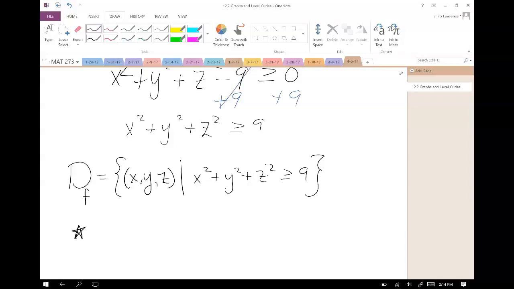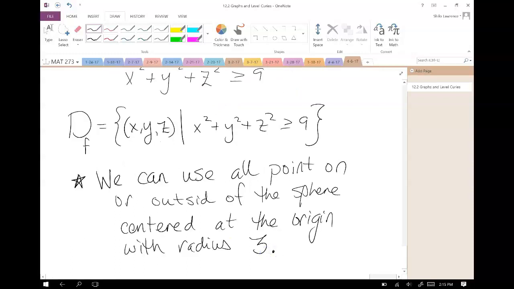So at the beginning, we said we can't be less than. That means we cannot use the points inside the sphere. But we can use the points on the sphere, and we can use the points outside the sphere. So the equals means it's on the sphere, and then the greater than means outside the sphere. So we can use all points on or outside the sphere centered at the origin of radius 3.